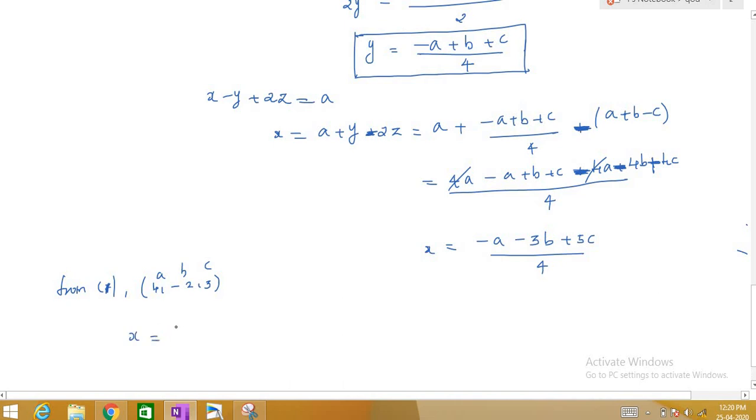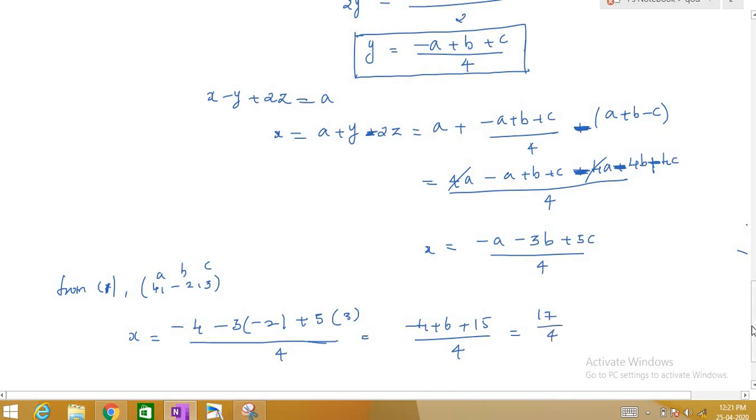So our x will be minus a, so it will be minus 4 minus 3 times b, it is minus 2 plus 5 times c, it is 3 by 4, and this will be equal to minus 4 plus 6 plus 15 by 4, and this will be 2 plus 15, it will be 17 by 4.